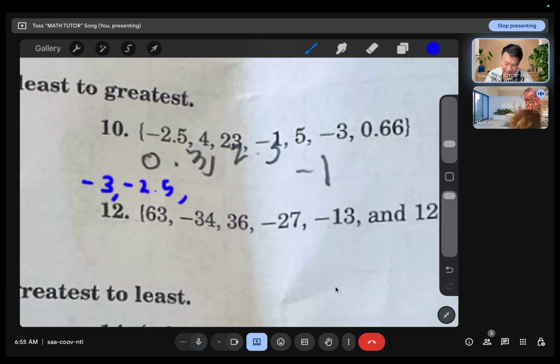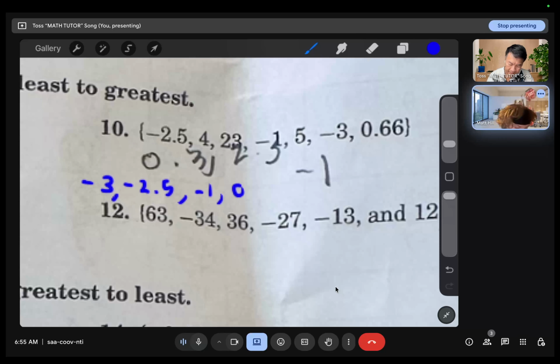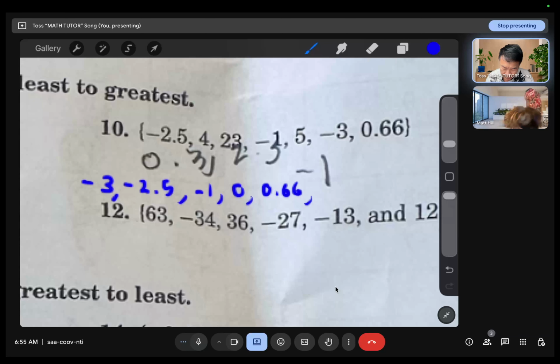-3, -2.5. Anything else? -1. Good, you got this. And then 0. Then 0.66. Yep. Next one, and then 1. Is that a 1 there? No, wait, there's no 1. Oh, -1, sorry. And then 5.